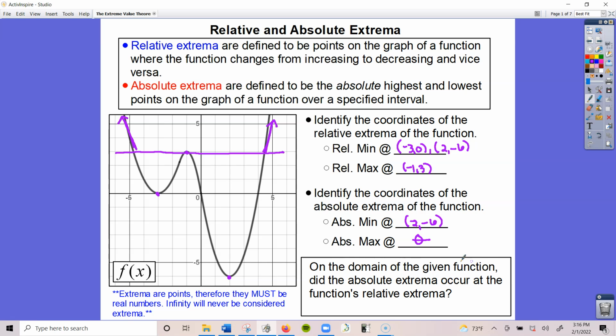So on the domain of the given function, did the absolute extrema occur at the function's relative extrema? And the answer to this is yes. We have a relative minimum here, and then we have the absolute minimum here, which is the exact same coordinate. So it is possible that your absolute extrema can occur at the same spot as your relative extrema. And this is going to come in handy when we're going through our extreme value theorem later on.